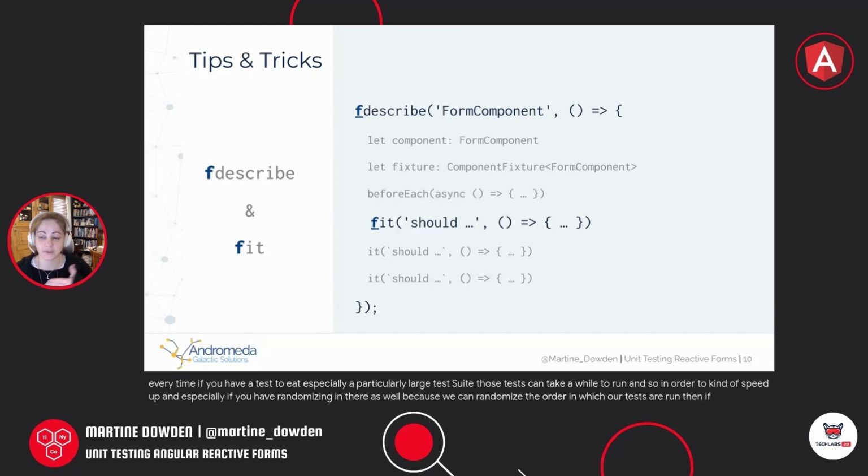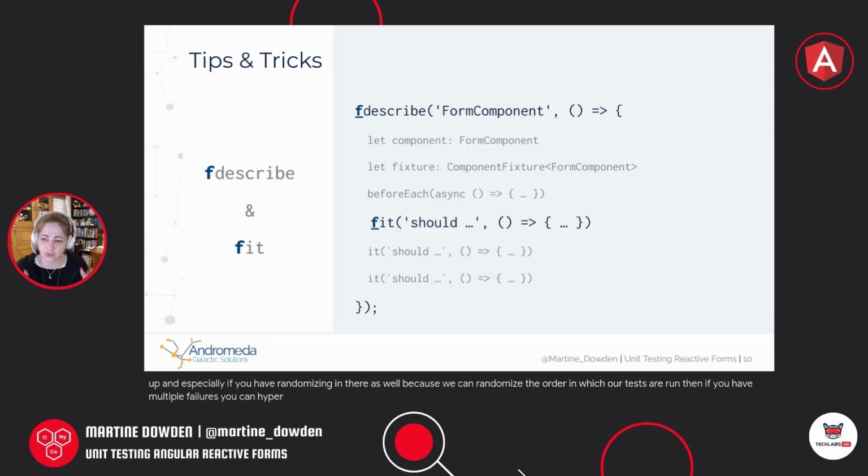Then if you have multiple failures, you can hyper focus on one test to figure out what's going on, for example. By using that fit or that fdescribe, you're able to hyper focus on that one test, because the test suite will only run what is in the fdescribe or the fit.